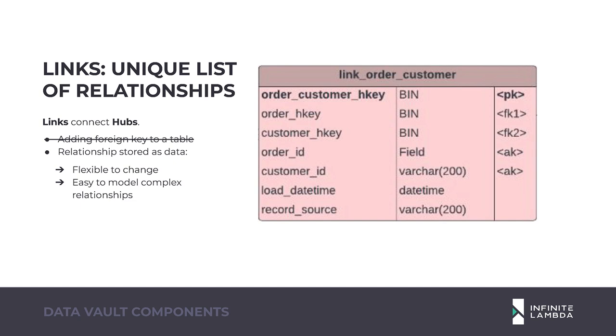For example, this is a link, T1, T2, a link order customer. It's the relationship between order and customer. Basically, which customer made which order, which order ID belongs to which customer. And if we see that on top, of course, they have a primary key, unique key. So it's a hash key of order ID and customer ID. The next one is the order ID hash key, okay, hashing, yes. And a customer hash key that goes with that order, the natural keys, order ID, customer ID, and of course, metadata, load date, record source, as before.